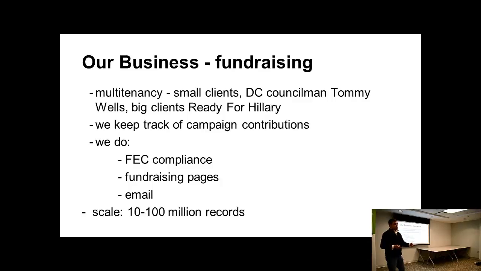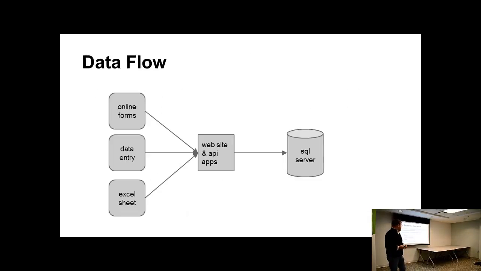We expanded to do sort of targeted email, online contribution pages, and so the purview of the company grew out of that. So our scale is not really true web scale. It's fairly large, 10 to 100 million records is what we're talking about. So not billions and billions, although it's pretty clear that Elasticsearch is up to the task.